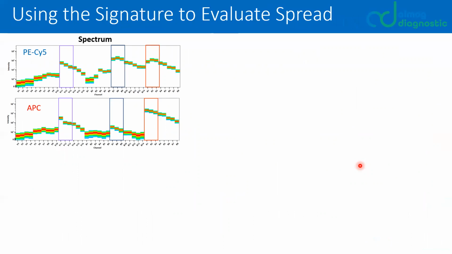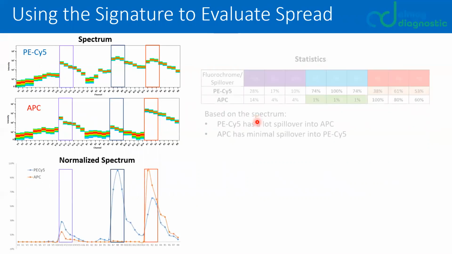Another important use of the signature is to evaluate spread or spillover between 2 dyes. So here, for example, we have PerCP-Cy5.5 and APC. If you attended our basic flow webinar last week, a question came up whether, if you're using 2 dyes that are excited by different lasers, you need to run compensation. Of course, the answer to this question was yes, and now we can also show you why.